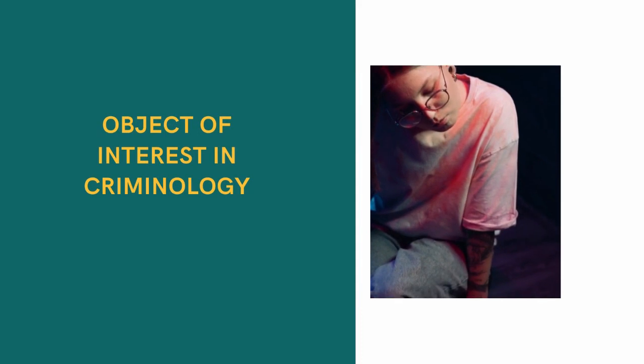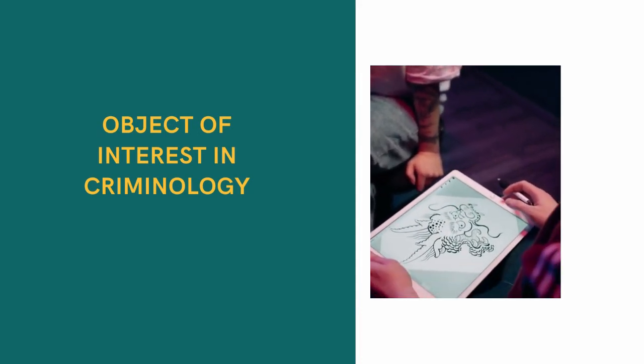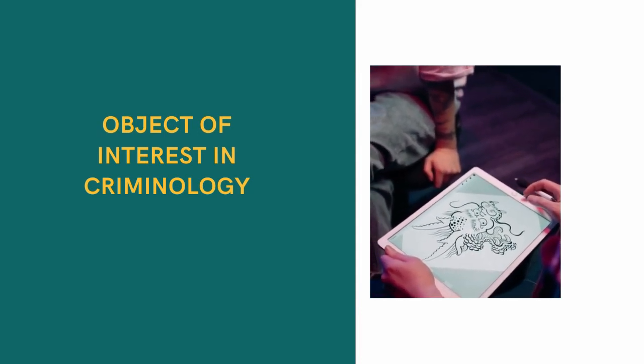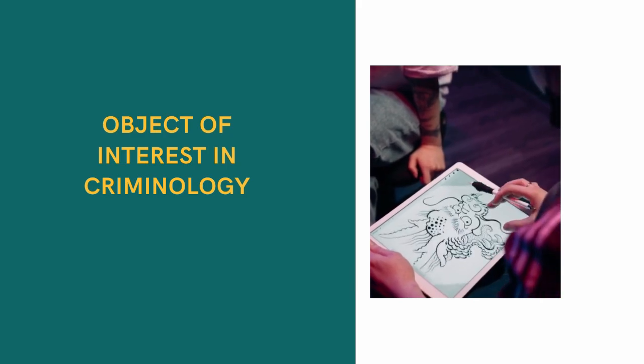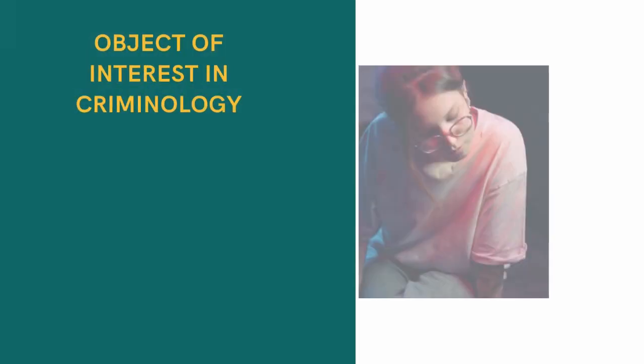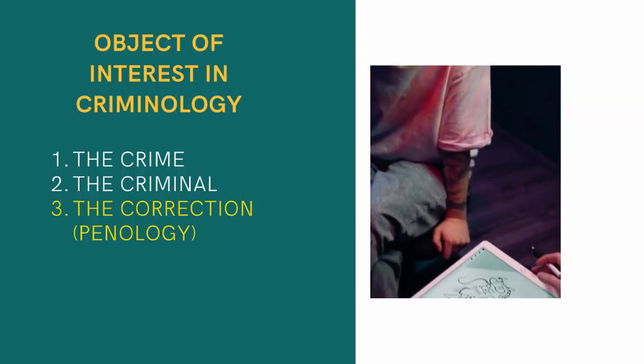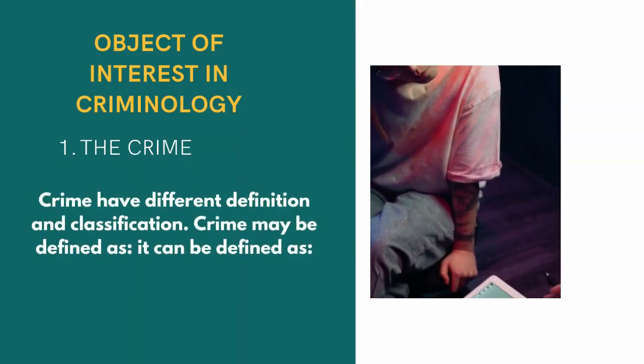Object of interest in criminology. What are the objects of interest in criminology, really? There are three areas which are included in studying criminology, namely: 1. The crime. 2. The criminal. 3. The correction, or penology. These objects of interest will be explained further in this presentation.